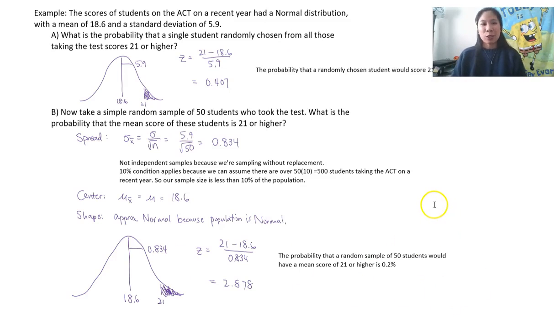So as you do these problems, make sure you are reading the question carefully to determine whether they're asking about a sample mean or just the overall population for a single student, single item, whatever it is.